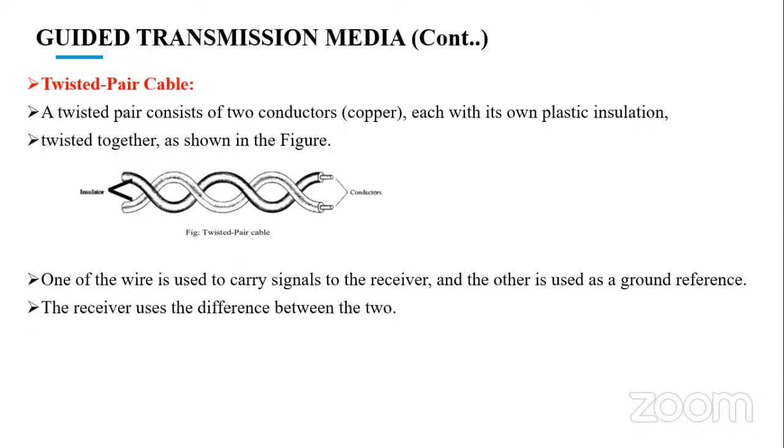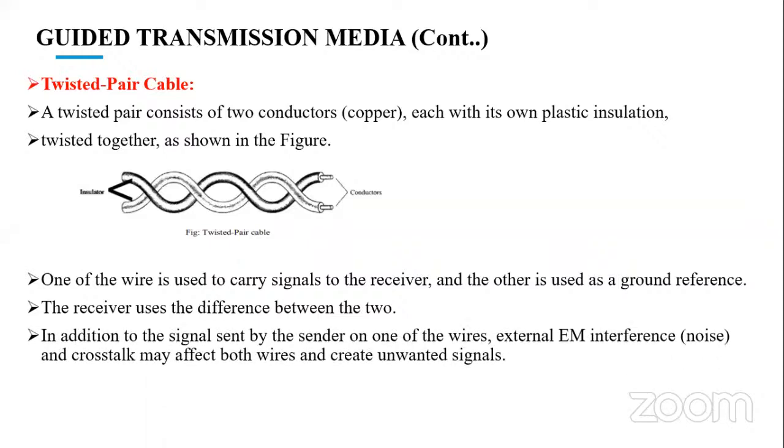We will see. So as of now, twisted pair cable will have two conductors or copper wires, and those two copper wires will be covered by two insulators or jackets. The two copper wires will be twisted together, and in the two copper wires, one copper wire will carry signals to the receiver, and the other copper wire is used as a ground reference. The receiver uses the difference between these two. We will see what that means.